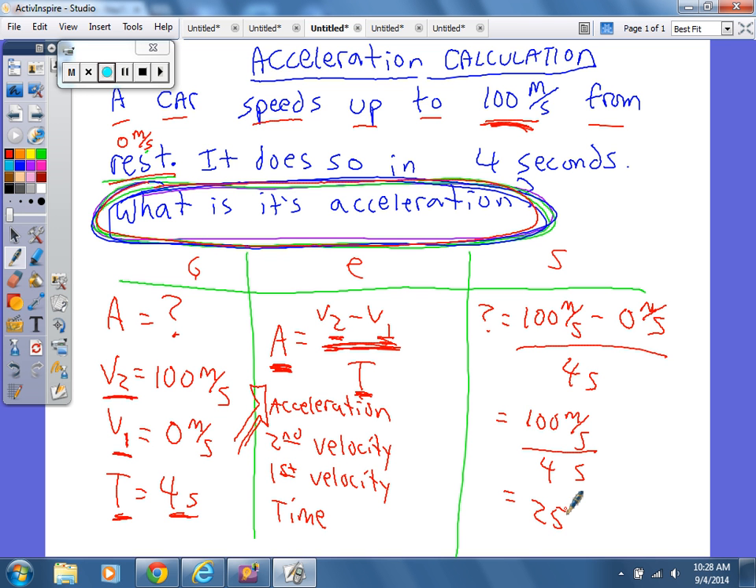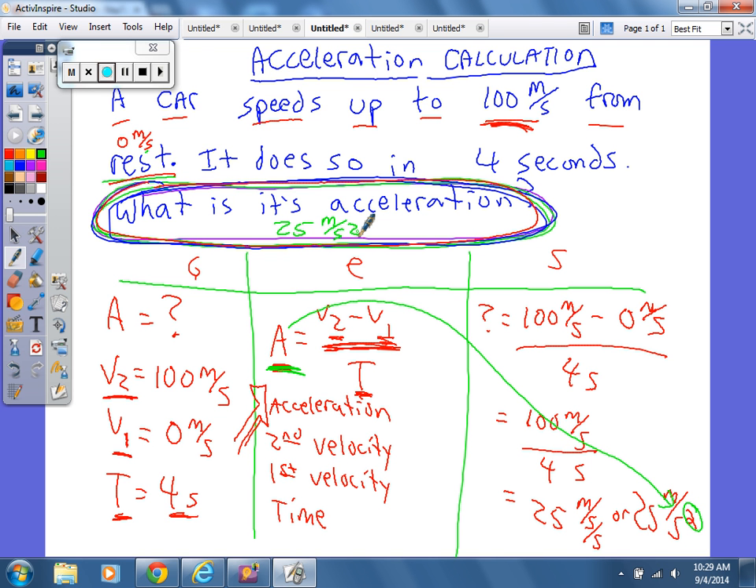And my units now are meters per second, or 25 meters per second squared. And acceleration will always have a square in it, in the bottom time. Acceleration always has a square in it. It will always have a square in the time. All right, so the answer to this question then is 25 meters per second squared. That means every second that went by, it sped up 25 meters per second.